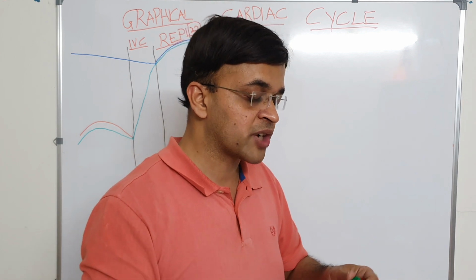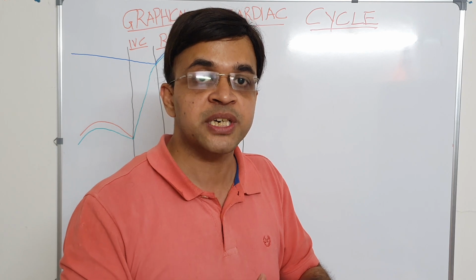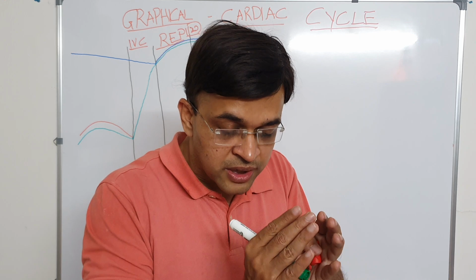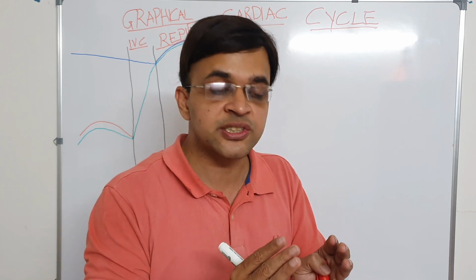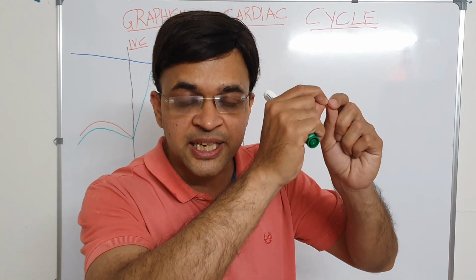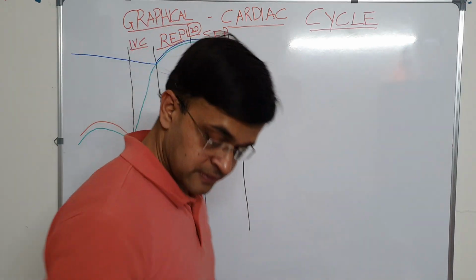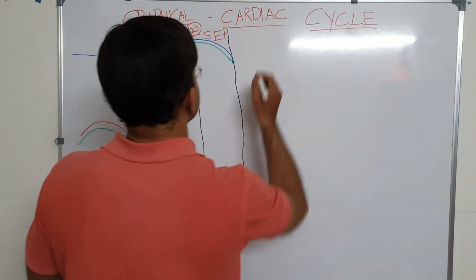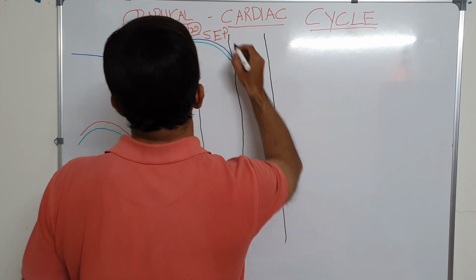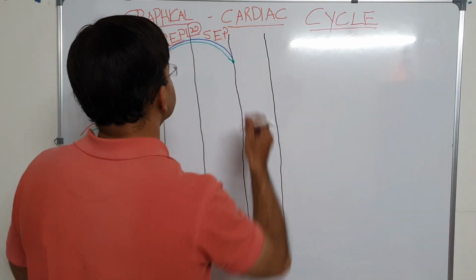In isovolumetric relaxation, no blood is entering the ventricle, no blood is leaving the ventricle, but this is the phase where relaxation of the ventricle is happening. That means pressure is going to fall at an exponential rate in this phase, right? What we will see in our phase of isovolumetric relaxation is basically this.